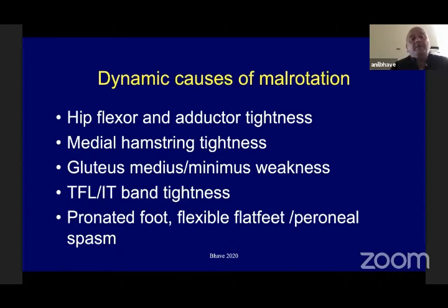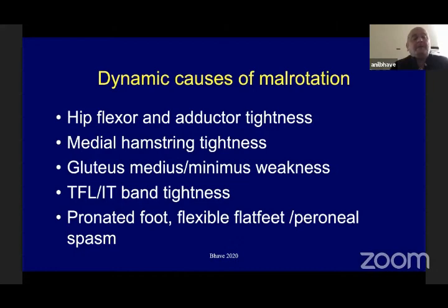A combination of hip flexor and adductor tightness will lead to the femur being internally rotated. This has been reported by Scott Delp, I think from Chicago, where he showed this in both patients as well as in models: if you take a patient and just make the hip flexor and adductor tight, the femur will internally rotate and function as an internal rotation deformity. Medial hamstring tightness or spasticity has also been shown to internally rotate the femur.